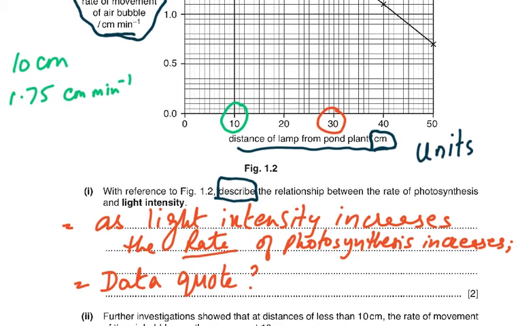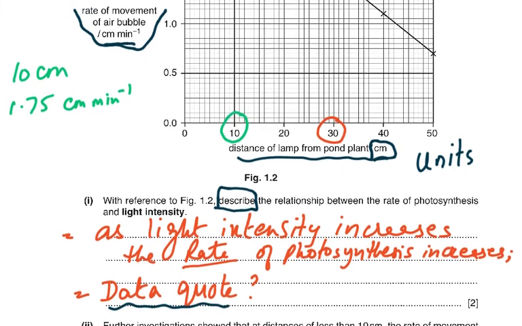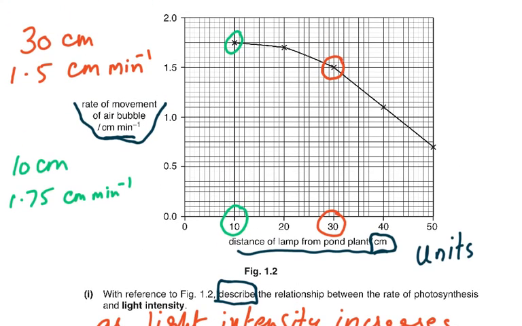Now, what do I mean by this data quote? The data quote is very obvious, as I have shown you here, is that you would give me two figures from the x-axis and the corresponding figures on the y-axis. So at a distance of 10 centimeter, the rate of movement of the air bubble is 1.75 centimeter cube per minute. I've just circled this in green, and this is exactly what I want you to quote.